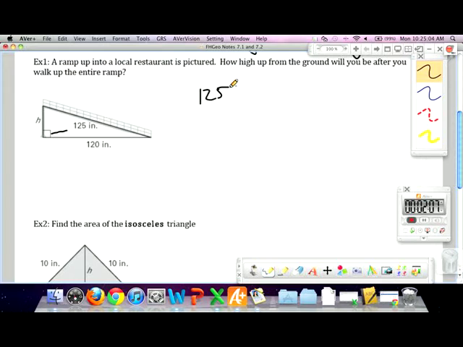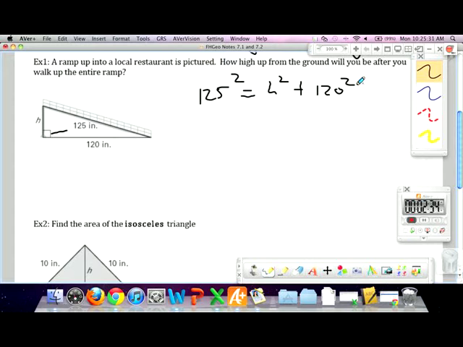So if I take 125 and square it, that's the same as if I square each of these two smaller parts. That's the same as h squared plus 120 squared. Note that one thing we're not going to do is just square root everything. That's really not feasible here. That's a pretty bad algebra move. What we do want to do is isolate what's being squared here, this h, and go from there.